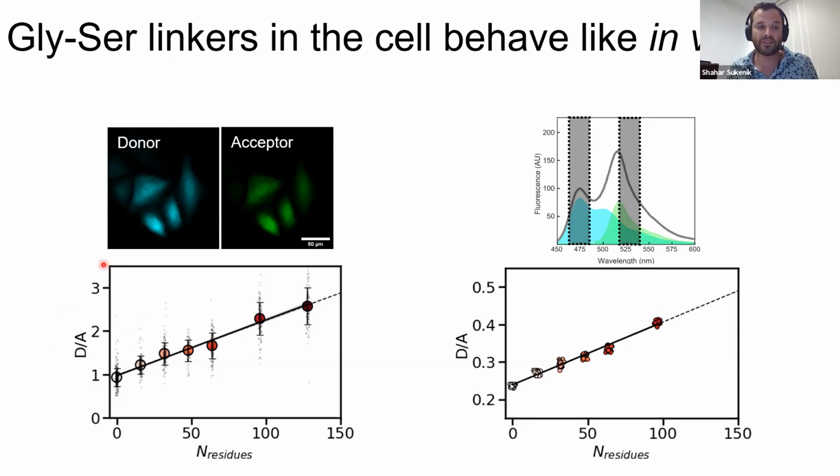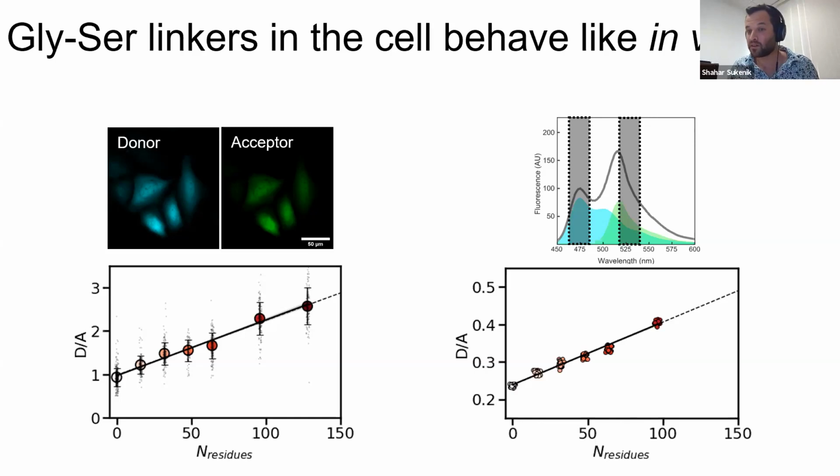So we're now going to transition to a y-axis that shows the donor to acceptor ratio. So as this increases, that means the donor is further away from the acceptor. And you can see a linear scaling of D over A as we increase the number of residues in our glycine serine repeats. This is what the same thing looks like in vitro. You notice there's a change in scales. This is expected simply because the sensitivities of the different imaging devices varies.